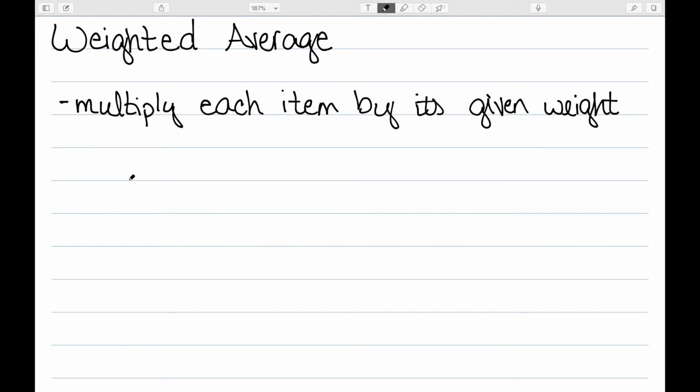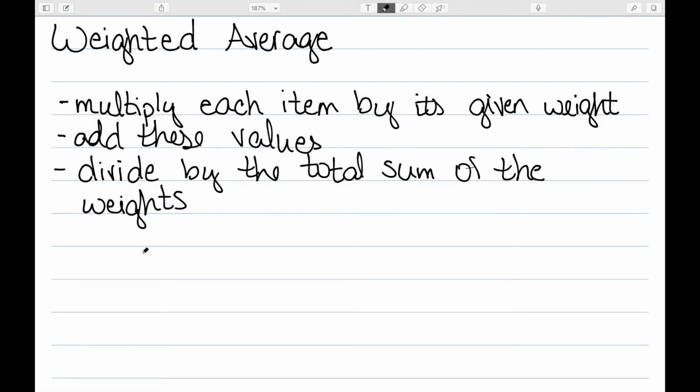The first step to finding a weighted average is we're going to multiply each item by its given weight. We then add up these values. Rather than dividing by the total number of things we added, we instead divide by the total sum of the weights. So let's look at an example.